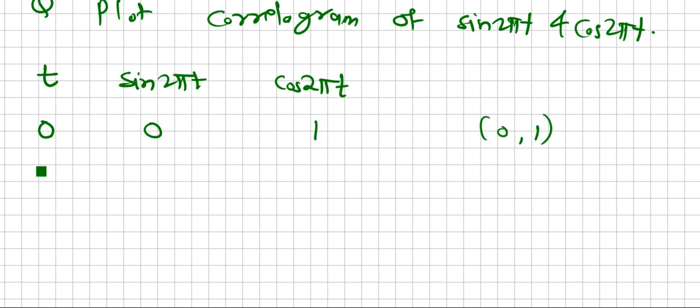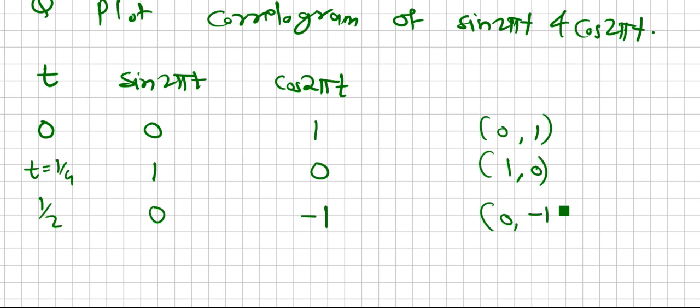Now let's take the t value as 1 by 4. So this will be sin pi by 2, and sin pi by 2 is 1, and this will be cos pi by 2, and cos pi by 2 is 0. So I got the coordinates as 1, 0. Then let's take the t value as 1 by 2. So this will be sin pi, which is 0, but here cos pi, and the cos pi value is -1. So here the coordinates are 0, -1.